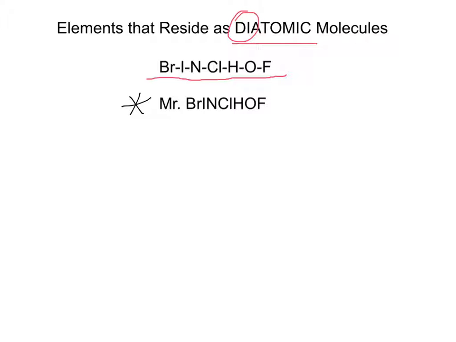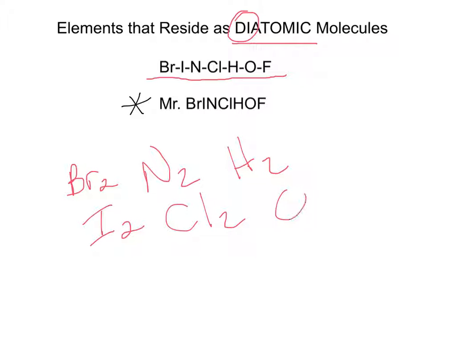Two atoms. So bromine would always be written, if it's by itself, as Br2. Iodine by itself is going to be I2. Nitrogen, N2. Chlorine, Cl2. Hydrogen gas, oxygen gas, that's why you call it O2, and fluorine gas. These will always reside in just being a diatomic molecule, okay? So just remember Mr. Brinkelhoff, and anytime you see any of these by themselves, they're going to exist in a diatomic molecule.